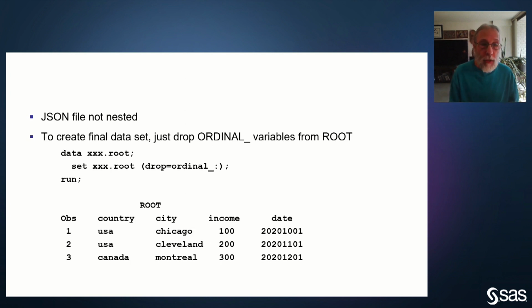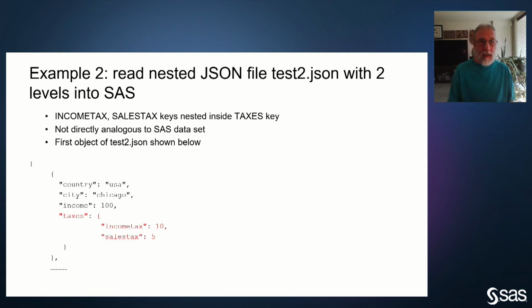So all we have to do is read the data set and drop any ordinal variables, as shown in the code here, and our data set root has a SAS data set that contains the JSON data that we want to read. And this is kind of the easiest case. But let's not get overconfident. It's going to get trickier.